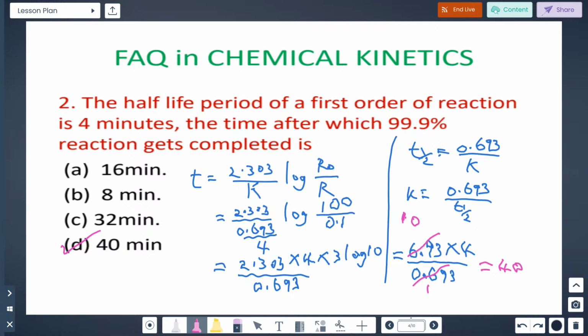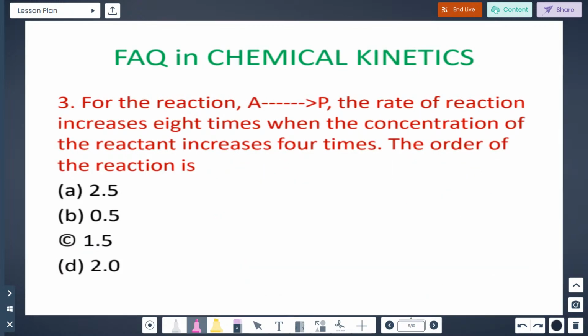Okay, now let us see the third sum. Are you following? Very easy one. See, for the reaction A gives P, A is a reactant, P is a product. The rate of reaction increases 8 times when the concentration of the reactant increases 4 times. We have to find the order of the reaction. Simple one. Whenever any equation is given, we should frame the rate of the reaction.